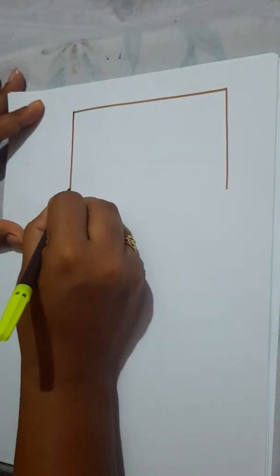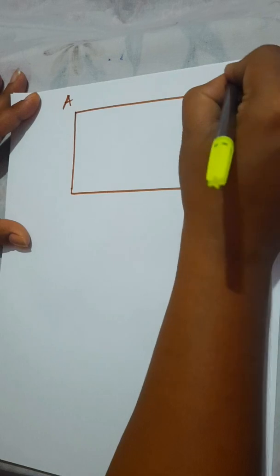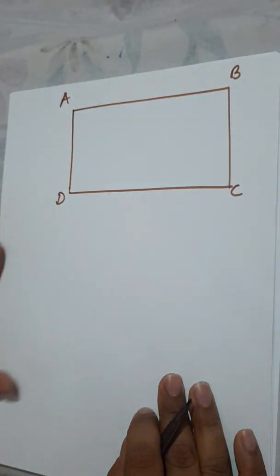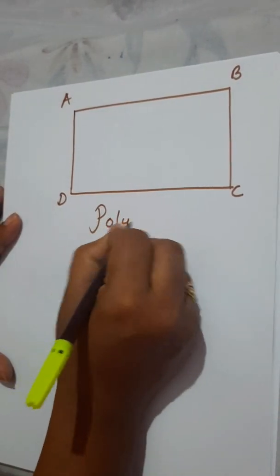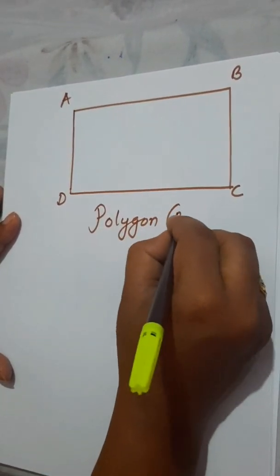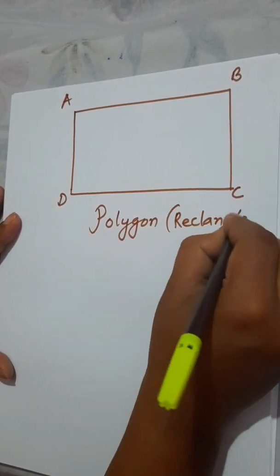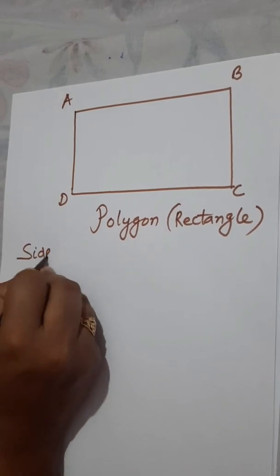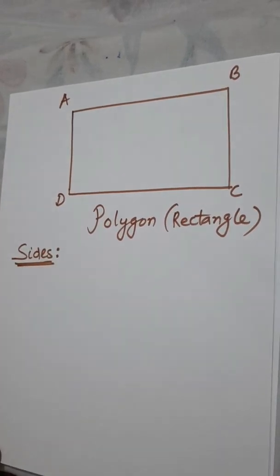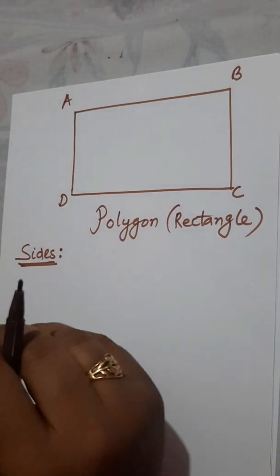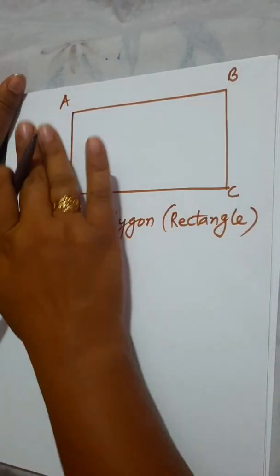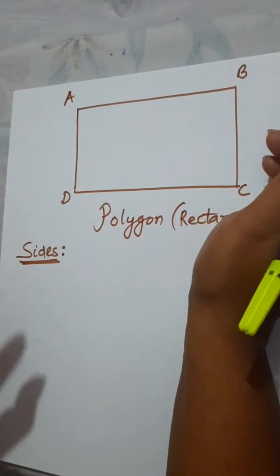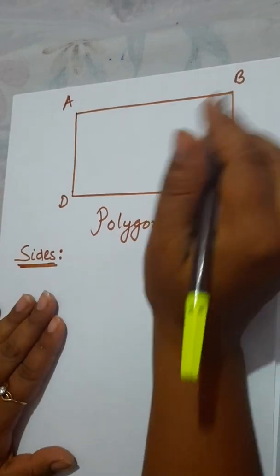So this is a polygon ABCD. ABCD is a polygon, and this polygon is also known as a rectangle as it is a shape of rectangle. Now first point, sides. Now let's learn what we mean by sides. The line segments forming a polygon. As we know, this polygon is a simple closed curve made up of line segments. So the line segments forming a polygon are called its sides.